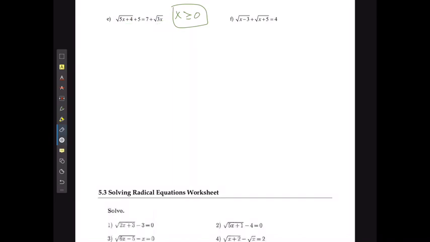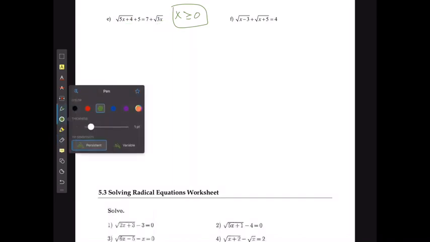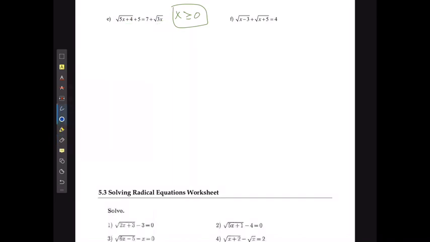The second thing I need to do is isolate one of the radicals. I'm going to isolate the one on the left, and I'm going to subtract 5 from both sides in order to get it by itself. So I'm going to state that the square root of 5x plus 4 is equal to 2 plus root 3x.